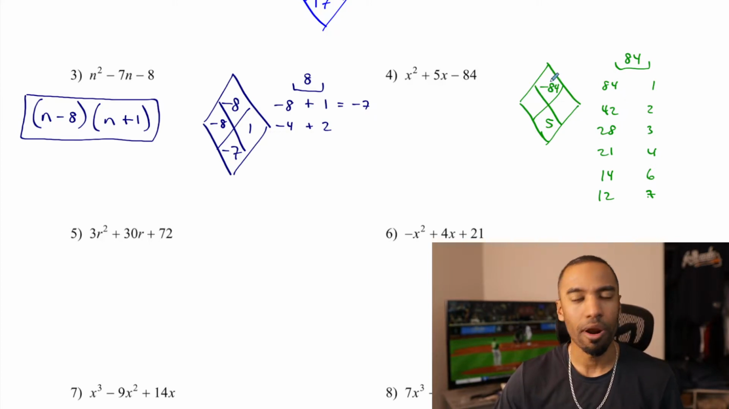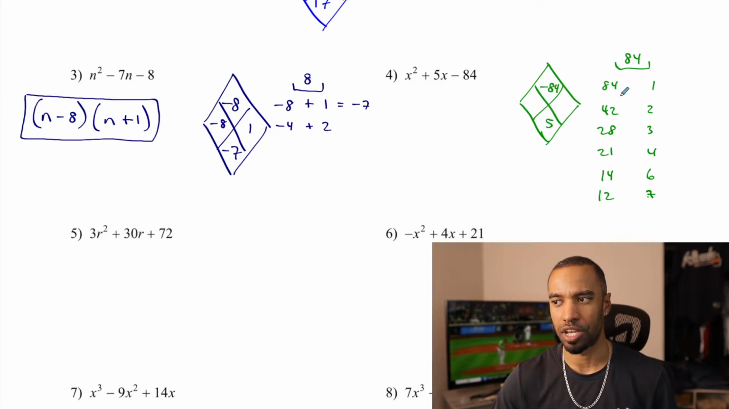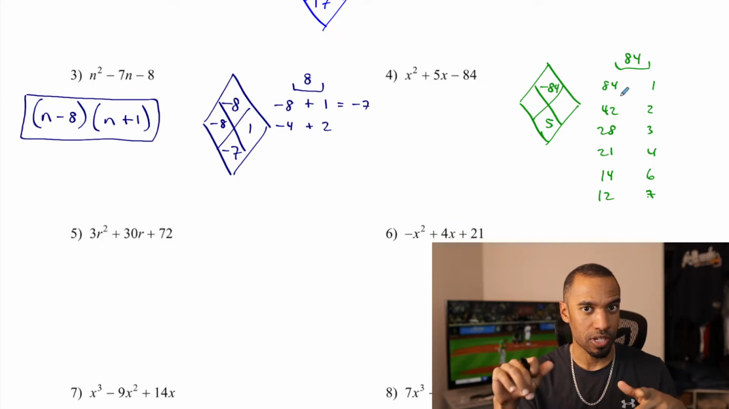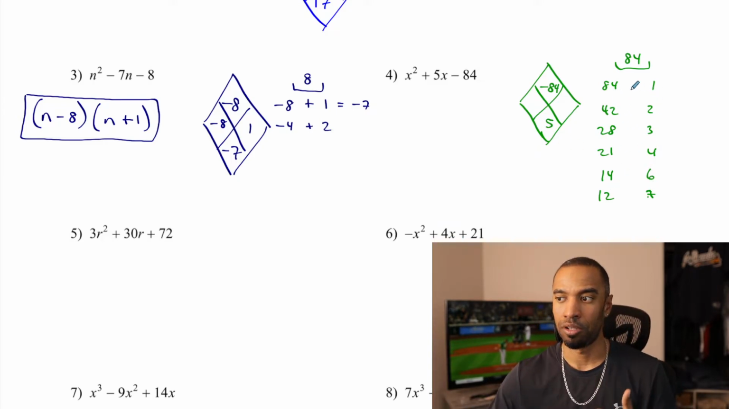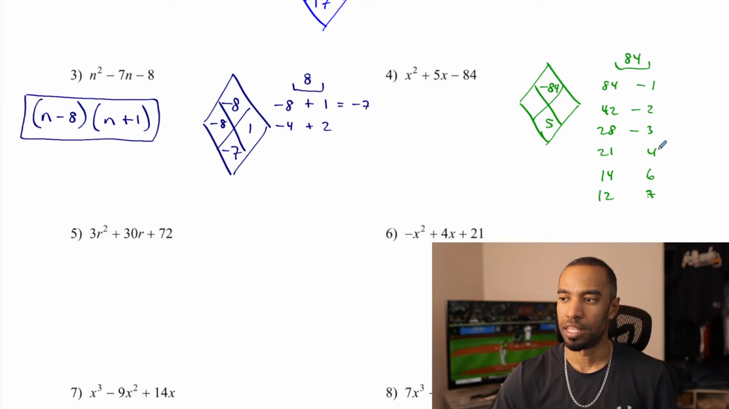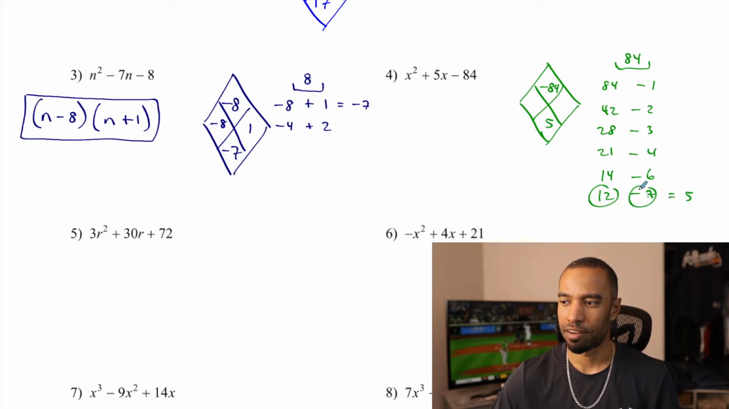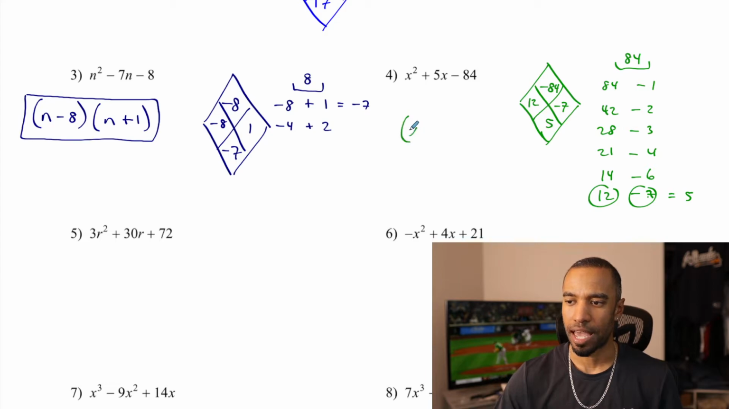We do have a negative product once again, but this time a positive sum. So 1 is negative, 1 is positive. Because of the way that I listed them, y'all, the smaller number will be the negative, and the larger will be the positive. The differences are 83, 40, 25, 17, 8, 5. There it is. 12 minus 7 is 5. So 12 and negative 7 are our 2 factors. We needed to add to 5. So that's going to be x plus 12 times x minus 7.